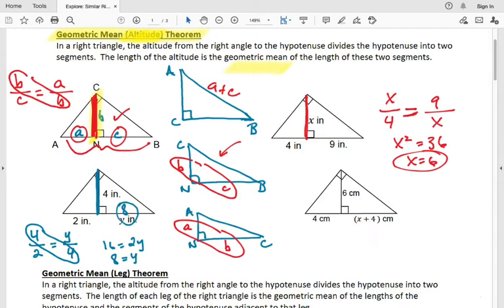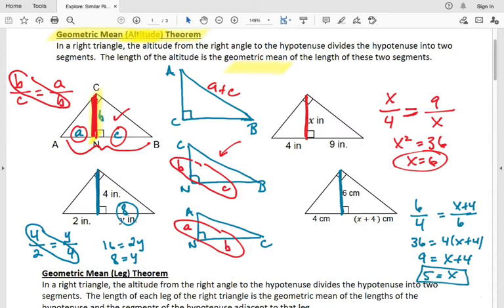All right, on this triangle over here, this main altitude that's drawn from the main right angle to the hypotenuse, it's the one that's going to get cross multiplied with itself. And then the other two parts of the hypotenuse are what's going to go here and here. So we have 6 times 6, which is 36, equals 4 times x plus 4. And so solving this, I'm going to divide both sides by 4, so this becomes 9 equals x plus 4. Subtract 4 from both sides, and I get that x equals 5. So that tells me x is 5, which means that this whole length here would be 9.